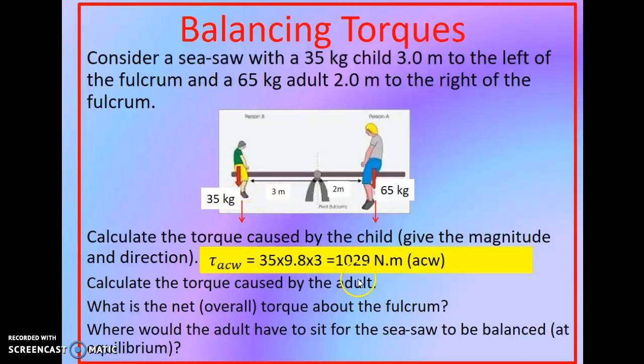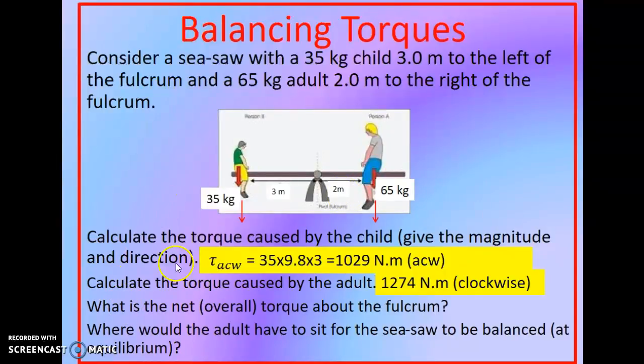Now let's calculate the torque caused by the adult. So again, torque clockwise. Please note the subscripts. This was anti-clockwise. We're now looking at clockwise. It is going to be 65 times 9.8 times 2.